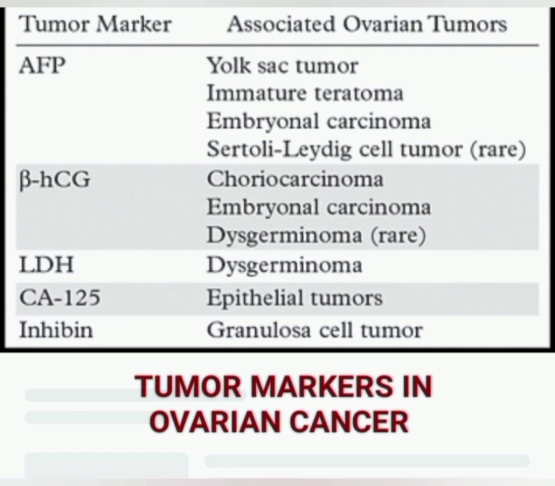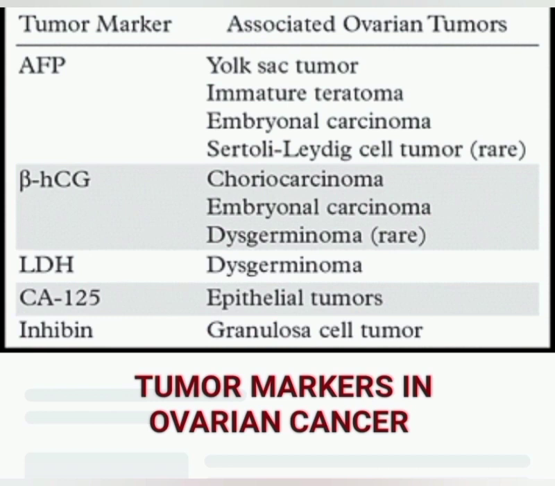This is a very aggressive tumor, and you know that CA125 is characteristically raised in epithelial tumors, and inhibin and also estrogen are both raised in the granulosa cell tumor. So these tumor markers are specific according to the tumor, and some tumors present in the young age and some tumors present in the old age.